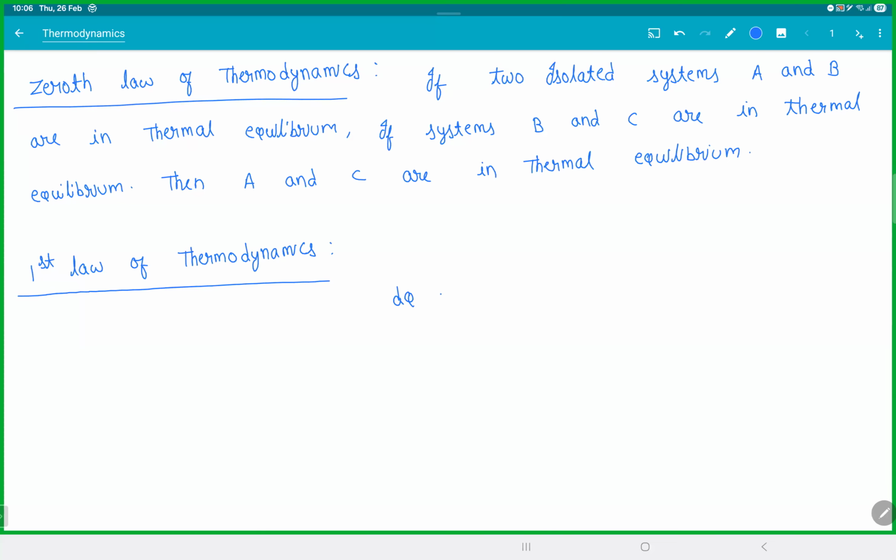So the first law of thermodynamics is simply dQ = dU + dW. Be careful here, unlike chemistry. I think in chemistry it is dQ + dW = dU, but in physics it is dQ = dU + dW. So be careful with that convention. dQ is the heat given to the system, and dU is your change in internal energy.